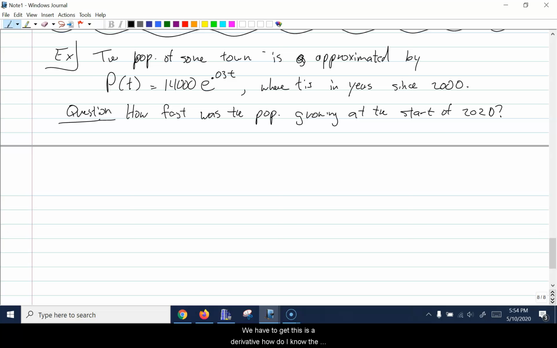And the answer to this is a derivative. How do I know the answer is the derivative? They're asking how fast is something changing. That means it's a rate of change. And the time that they're asking is not a period of time, it's a moment in time. It didn't say how fast was the population growing over the course of the year 2020. It was at the start of 2020, which is presumably a single point in time. So we're asking for the derivative at some point.